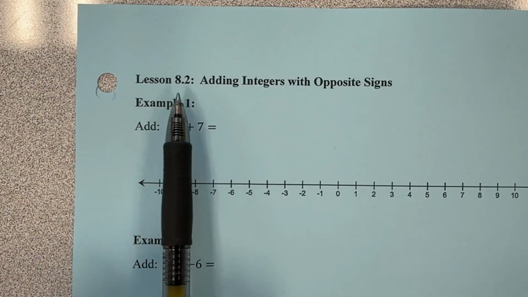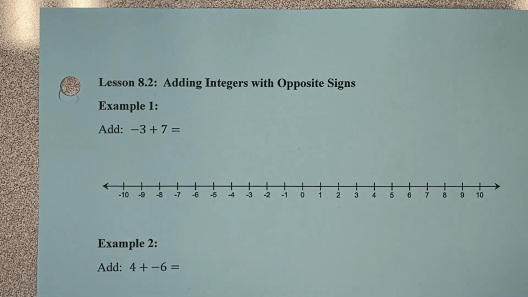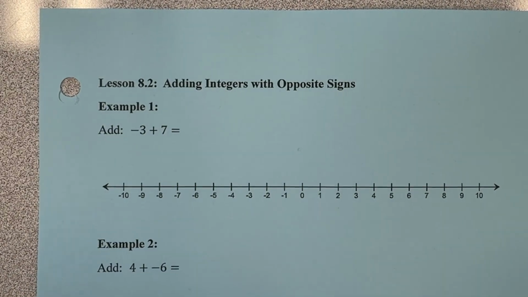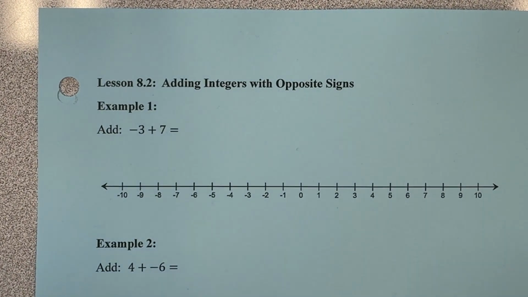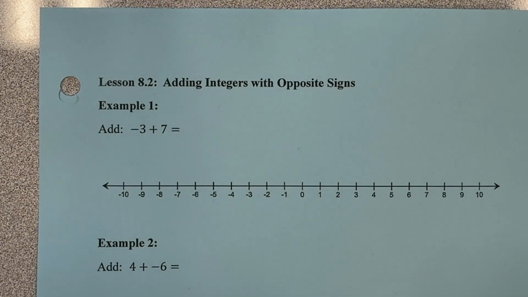This is Lesson 8.2. The title is Adding Integers with Opposite Signs. So yesterday, we did adding integers, but they had the same sign. So what happens if you're adding, but one is positive and one is negative? So let's take a look.